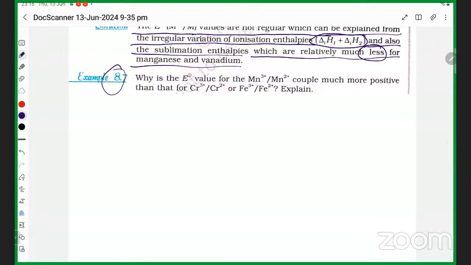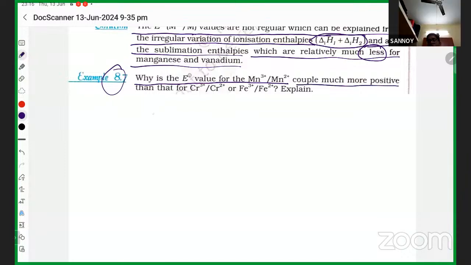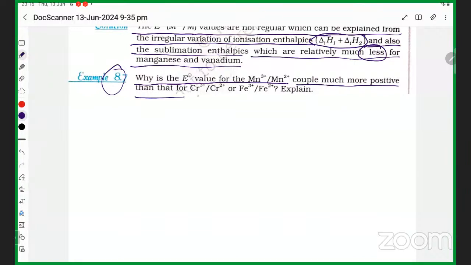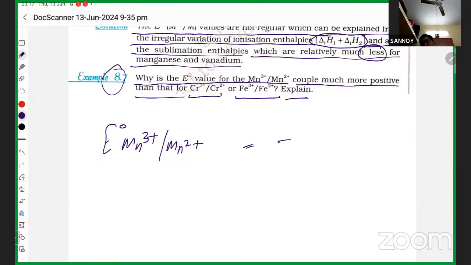Question 8.7. Why is the E naught value of the Mn3+/Mn2+ couple much more positive than those of Cr3+/Cr2+ or Fe3+/Fe2+? Explain. So they are talking about Mn3+ upon Mn2+, and the E naught value is high.